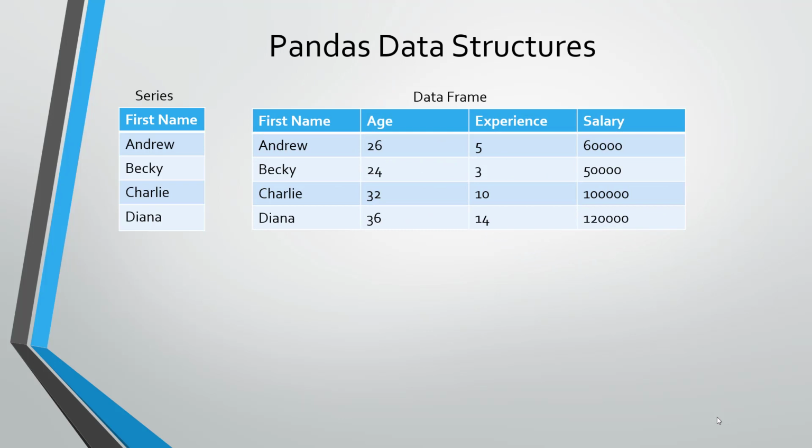Data frame is the most widely used data structure in Pandas, and it can be correlated to a database table wherein there would be more than one column, and there would be values for each of these columns as rows. In this example, there is a data frame which has the first name, age, experience, and salary. So this is like the employee details of a particular company, and this kind of information can be stored in a data frame.